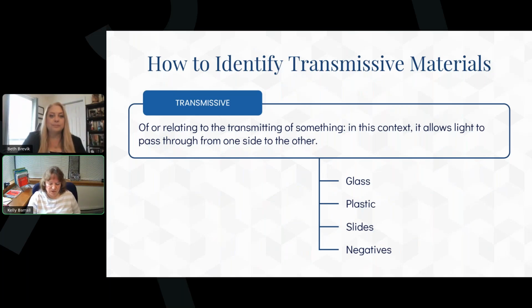Two formats we get asked about a lot are transmissives and photographs. Photographs sort of speak for themselves, so I don't think we need to define them. But transmissives are any material where light can pass through it, as opposed to materials like paper that are functionally opaque. This would include glass, plastic, and all kinds of film, like microforms or negatives.